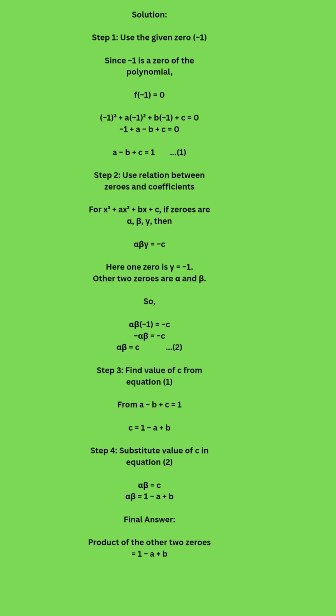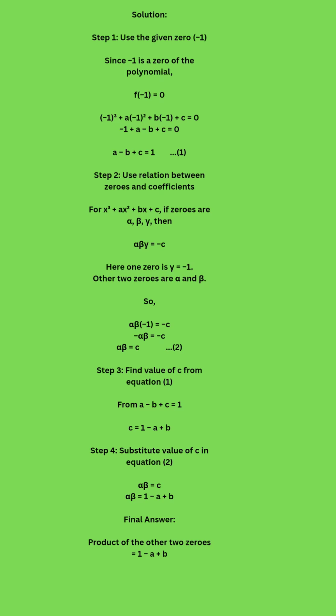First of all, we assume that this cubic polynomial has three zeros. Let these zeros be alpha, beta, and minus 1. Here, minus 1 is already given in the question. Now, we use the given information that minus 1 is a zero of the polynomial.